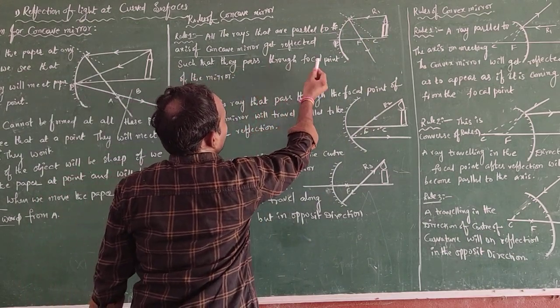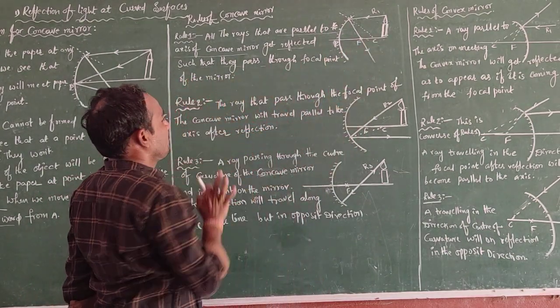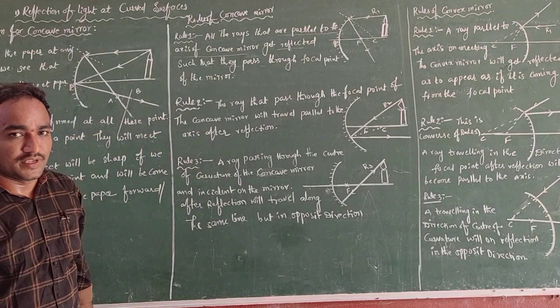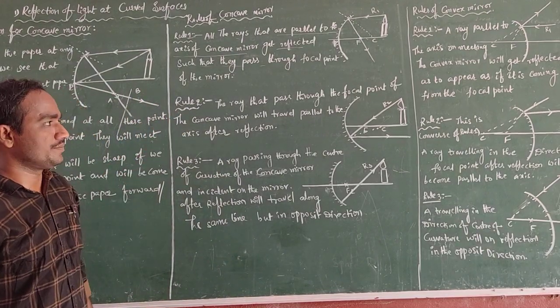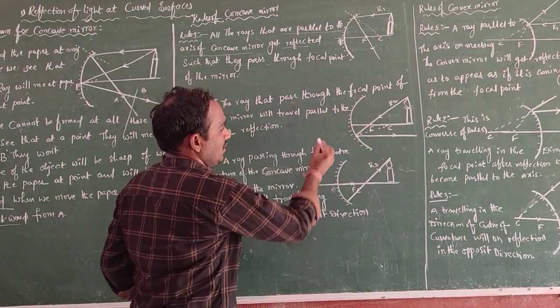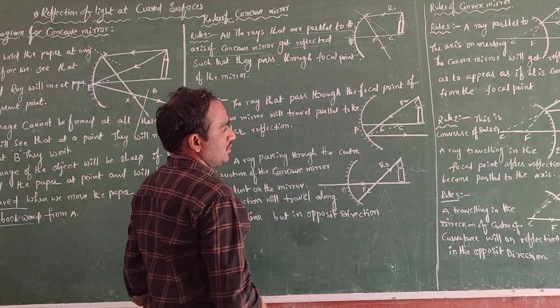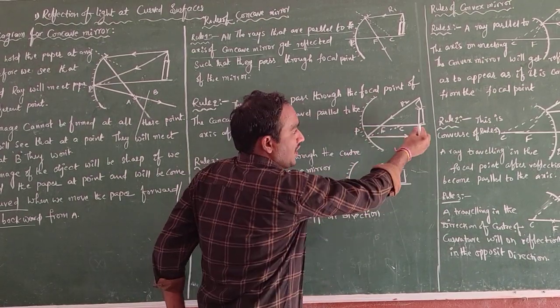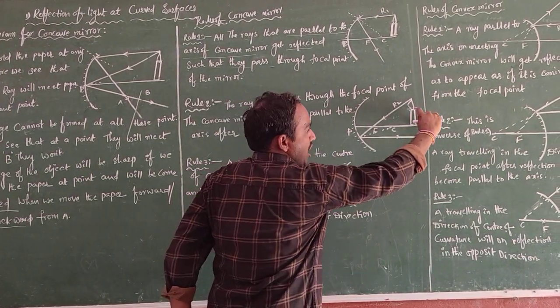The ray passes through the focal point of the mirror. That is the first rule. And the second rule, see, same, it is a concave mirror. So it is a pole, it is the principal axis. On the principal axis we are taking one object.